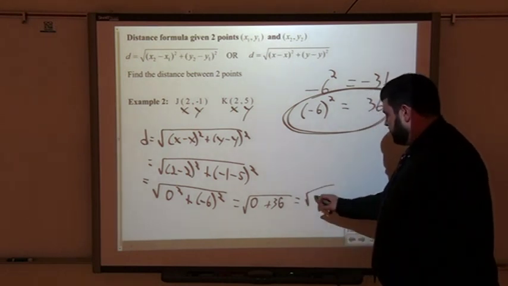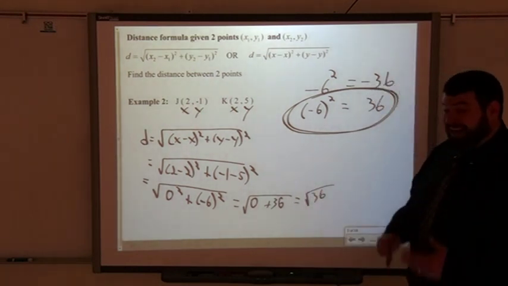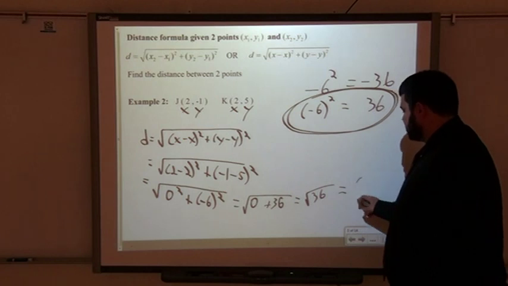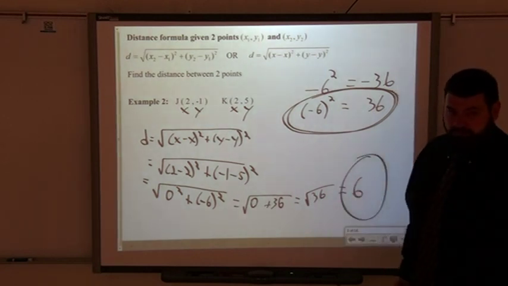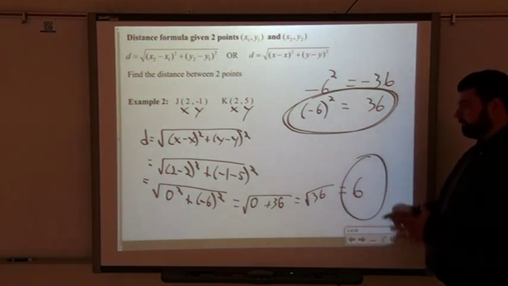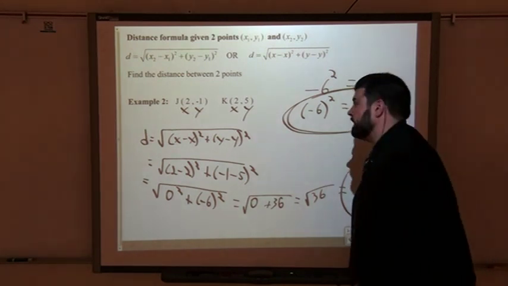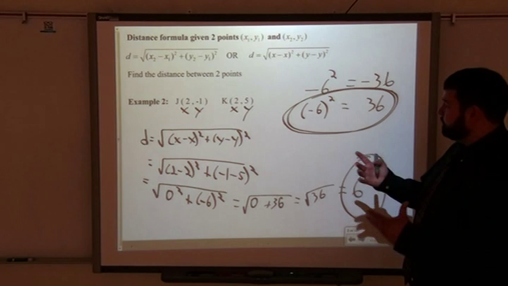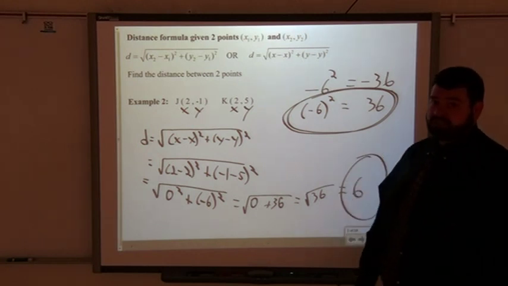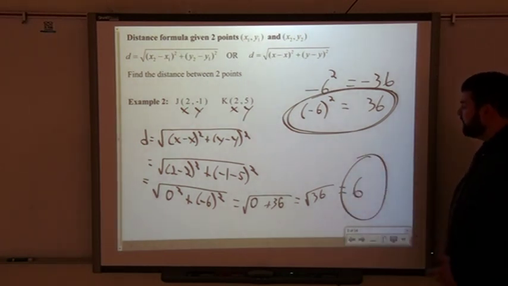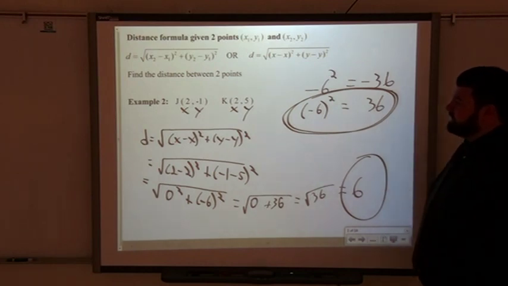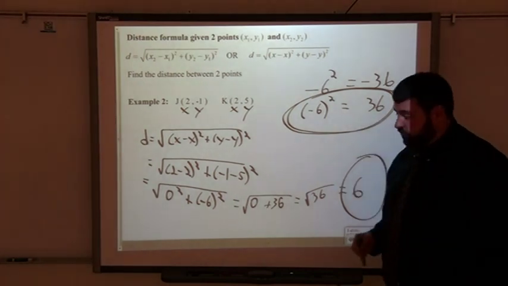Now 0 plus 36 is just 36. And I know that the square root of 36 is exactly 6 because that's a perfect square. So that's what I'm looking for in that problem, and that's my distance between those 2 points. Now again, if it helps, you might be able to plot it and just count this time because you really won't have a right triangle because we had a 0. But that's how we need to do that. So that's your distance formula.